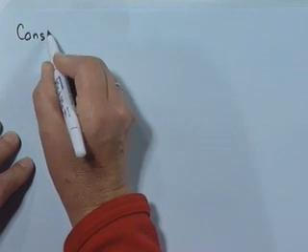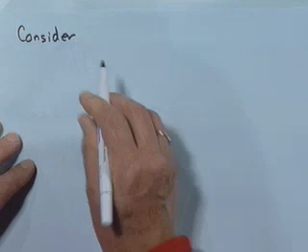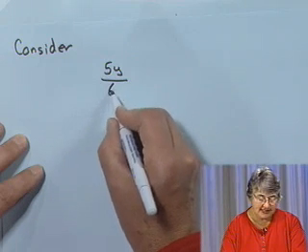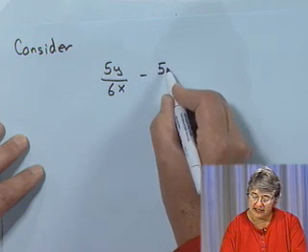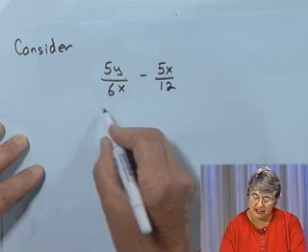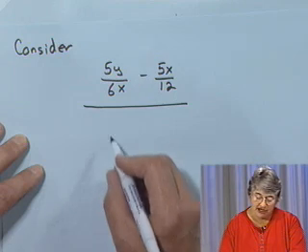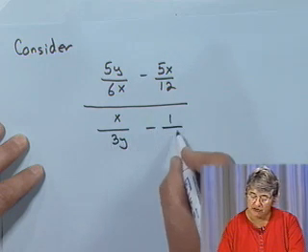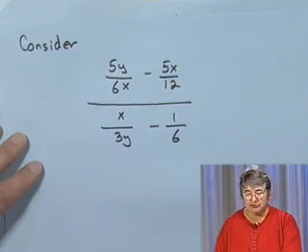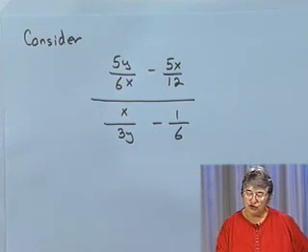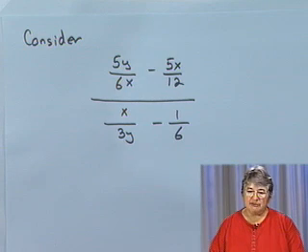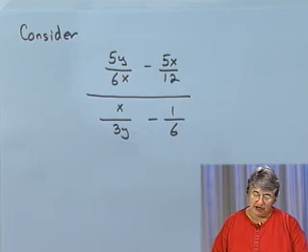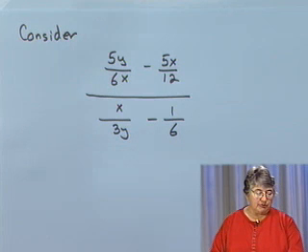So let's consider the following. Minus 5x divided by 12. And this is the numerator of this complex fraction. The denominator is x over 3y minus 1 over 6. So for this problem, what we're going to do is use method 2, and then at the end of the problem, I'll compare the two methods by using method 1 and talk about the comparison a little bit.